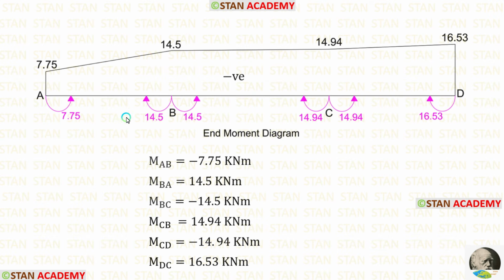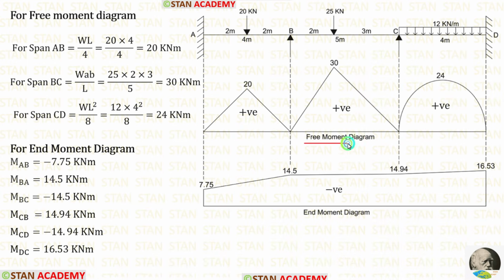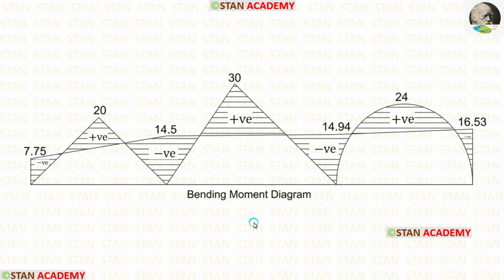If the end moment diagram comes below this line, that will be positive. If it comes above the line, that will be negative. Right now, all of the points are coming above this line, so it is negative. Now, let us combine the free moment diagram and end moment diagram and make a bending moment diagram. Here you can see that I have combined both of the diagrams.